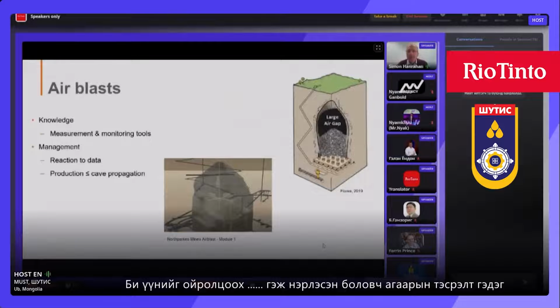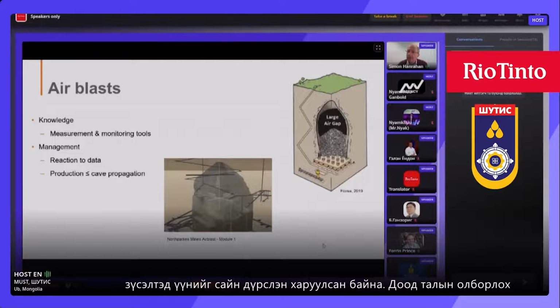So when we talk about, and I called it an air gap, but it's an air blast is the correct term. So an air blast is formed by what we call an air gap. And you can see that best illustrated here on the right-hand side, where we've got the profile section through the cave, and we can see from the extraction level at the bottom, the broken rock, and then the black large air gap, as it's called there, and then the top of the cave proceeding up towards surface.